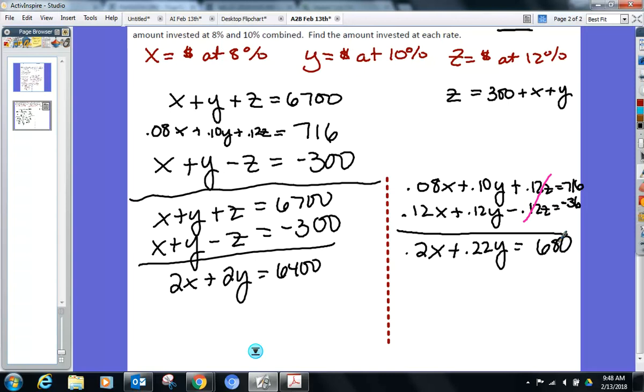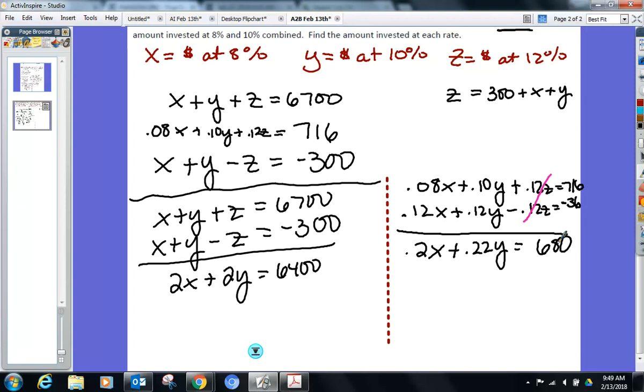Yes. I'm just confused which equation you multiplied 0.12 by. Okay, we kept this one the same. Kept that one the same, right? And then I multiplied this equation by 0.12. So 0.12x, 0.12y minus 0.12z. And then I did negative 300 times 0.12.